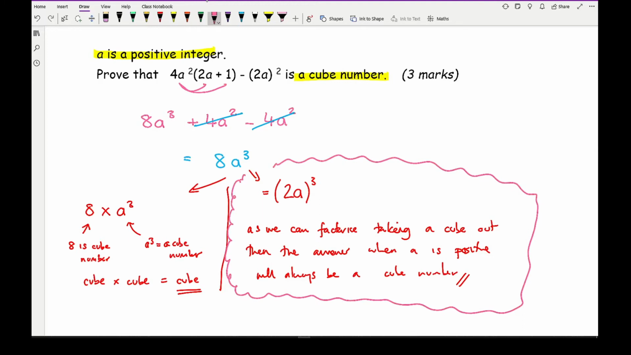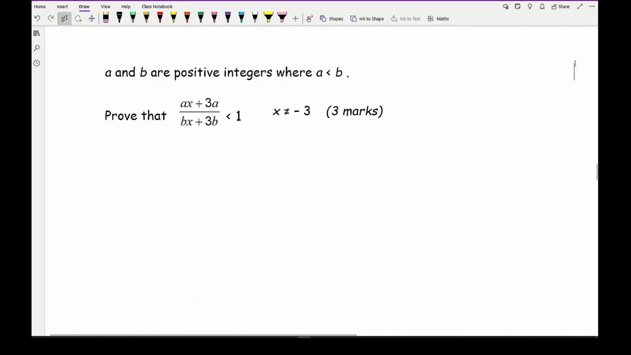However, at GCSE, this would be absolutely fine in terms of this explanation. Now looking at our next question, it says that a and b are positive integers where a is less than b. And the question is asking us to prove that (ax plus 3a) divided by (bx plus 3b) is less than 1, where x is not equal to minus 3.